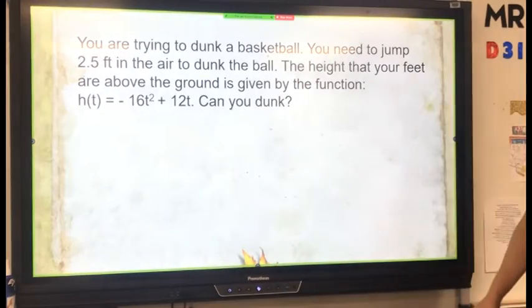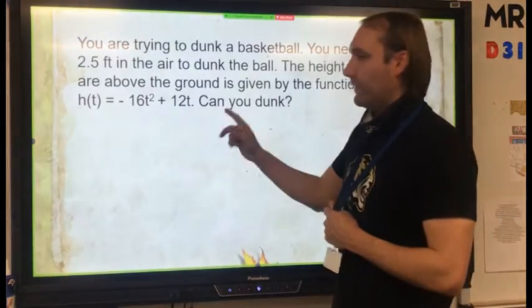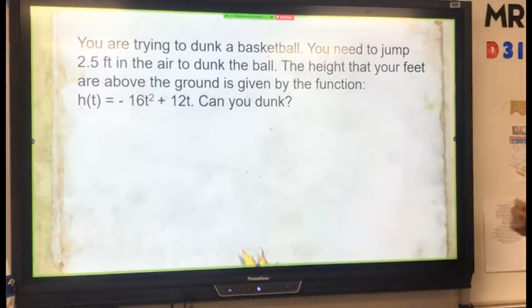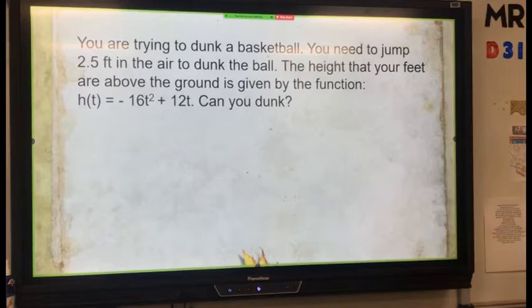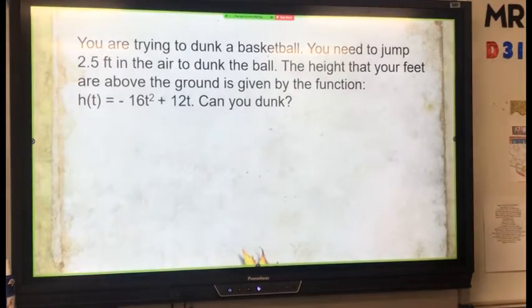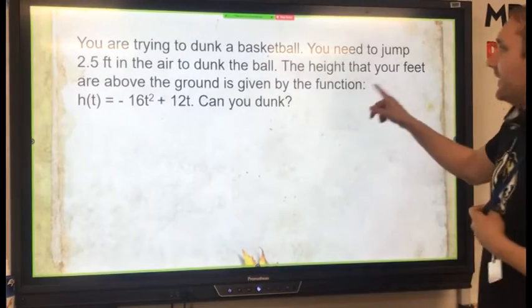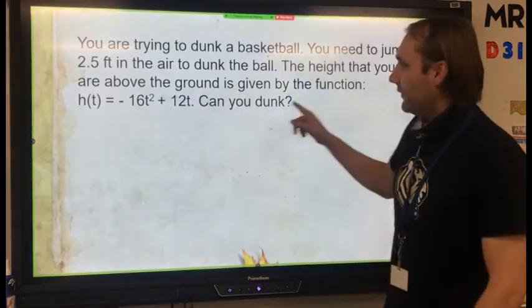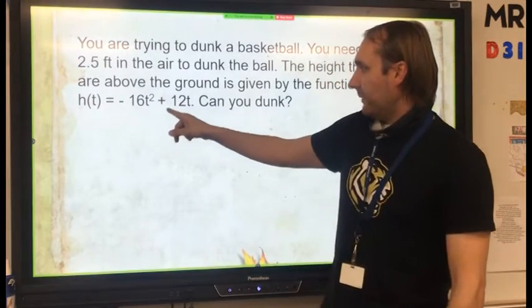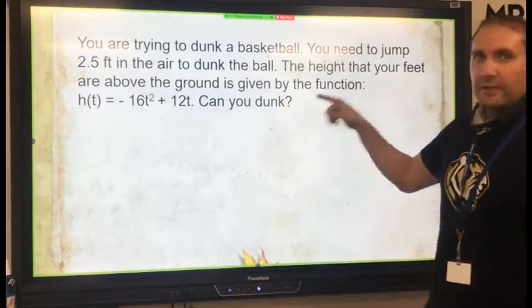Jameer is trying to dunk a basketball. Jameer needs to jump 2.5 feet in the air in order to dunk the ball. So remember that. The height that his feet are above the ground is given by this function: -16t squared plus 12t. Did Jameer dunk the basketball?